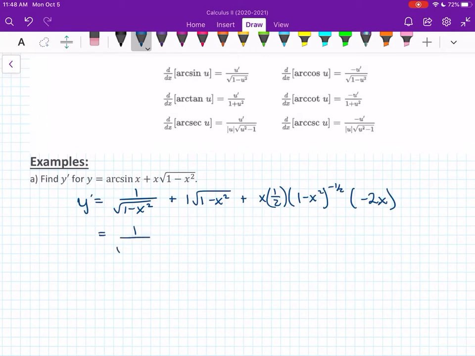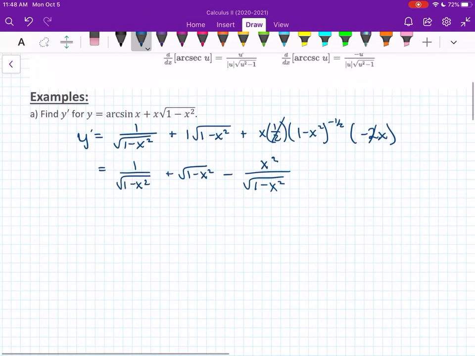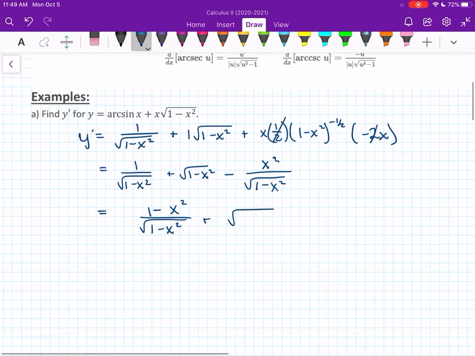All right, let's simplify this. So then I have 1 over square root of 1 minus x squared plus square root of 1 minus x squared. My 1/2 and my 2 will cancel, so I get a minus sign. Numerator is x squared, and denominator is square root of 1 minus x squared. So I have lots of square roots of 1 minus x squared. Let's see if we can combine any. I have my first term, my last term have common denominators, so I get 1 minus x squared on the numerator, square root of 1 minus x squared plus square root of 1 minus x squared.